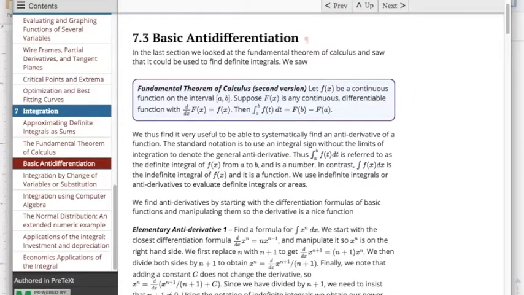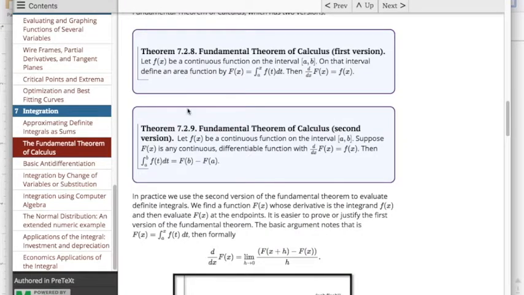Good morning. Today we're going to look at section 7.3, basic antidifferentiation. We're going to use the second version of the fundamental theorem of calculus. That came from last section, where we looked at the two versions of the fundamental theorem of calculus. These are things that should be memorized and known well.